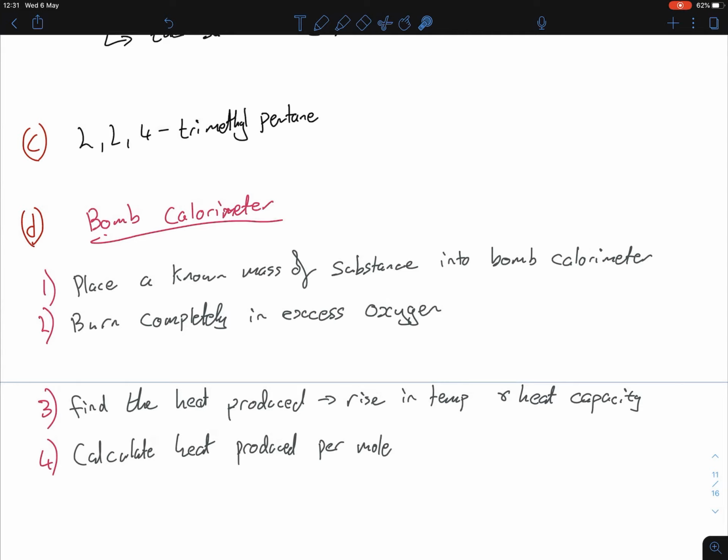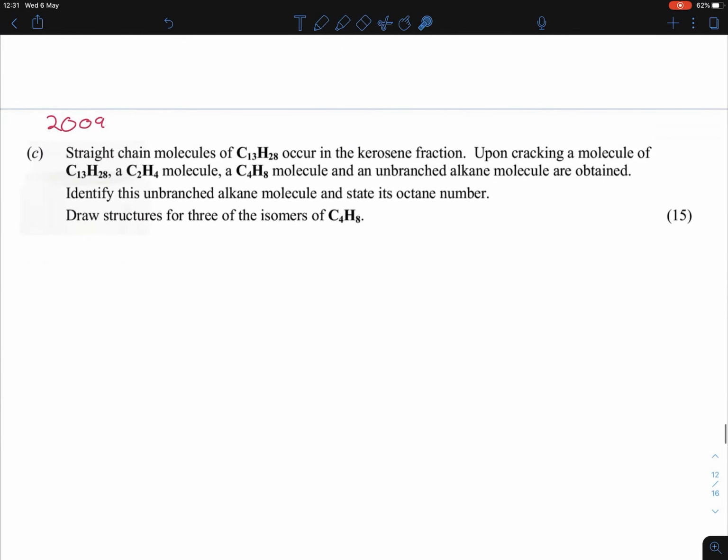Yeah, that's it. So look, we're going to move on now, guys, to our very last one, and that's 2009. And it's not a particularly long one either. So for 2009, we're only going to focus on C.